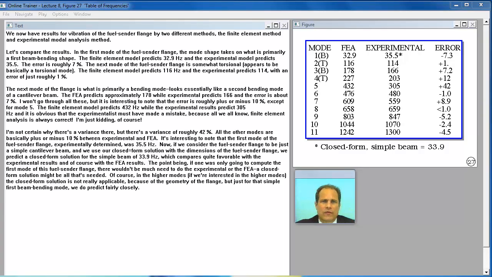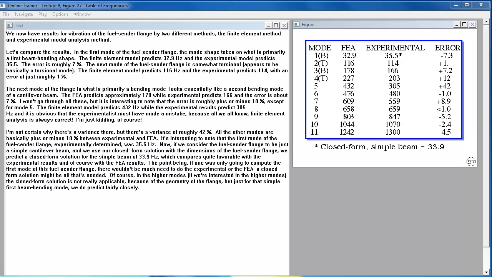We now have results for vibration of the fuel sender flange by two different methods, the finite element method and experimental modal analysis method. Let's compare the results. In the first mode of the fuel sender flange, the mode shape takes on what is primarily a first beam bending shape. The finite element model predicts 32.9 Hertz, and the experimental modal predicts 35.5. The error is roughly 7%.